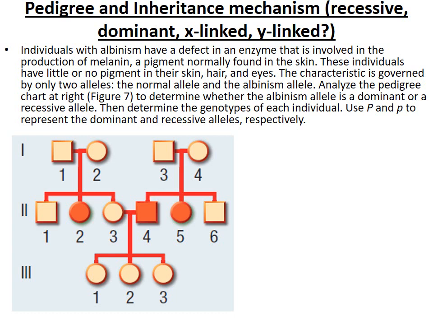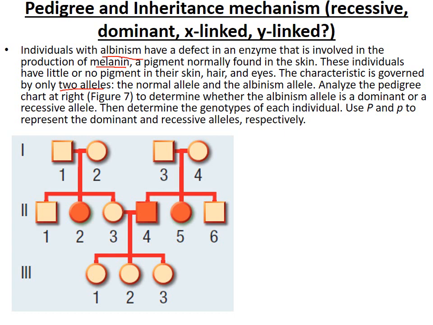So let's take a look at this situation over here. We're going to figure out if we have a sex-linked, Y-linked, or autosomal condition as we do this problem. So we have an albinism problem here. There's a defect in an enzyme involved in the production of melanin, which is a pigment that darkens the skin. These individuals have little or no pigment in their skin, hair, or eyes. The characteristic is governed by only 2 alleles. So there's only 2 alleles here, the normal allele and the albinism allele.